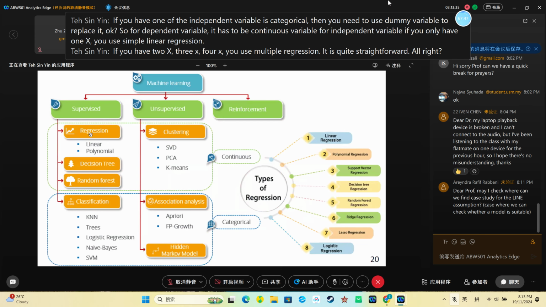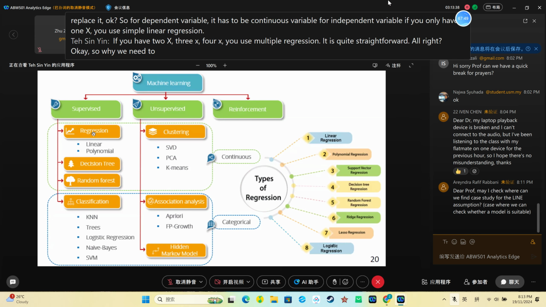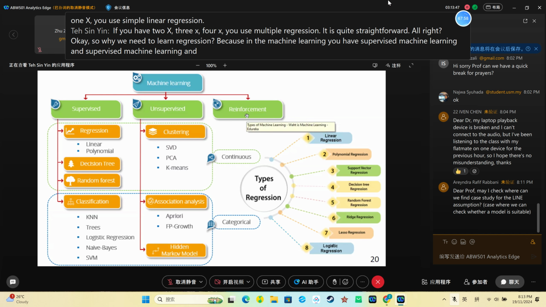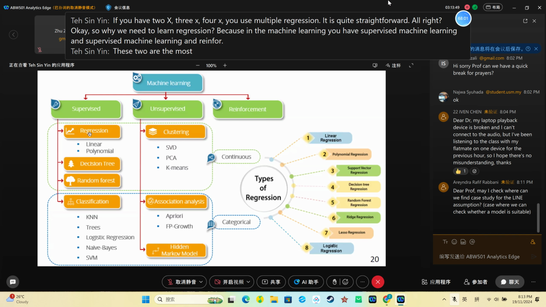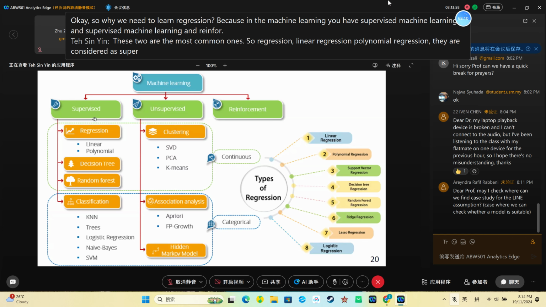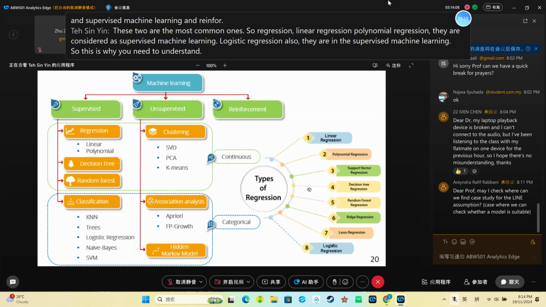Okay, so why do we need to learn regression? Because in machine learning, you have supervised machine learning, unsupervised machine learning, and reinforcement. These two are the most common ones. So regression, linear regression, polynomial regression are considered supervised machine learning. Logistic regression is also in supervised machine learning. So this is why you need to understand the concept of regression.